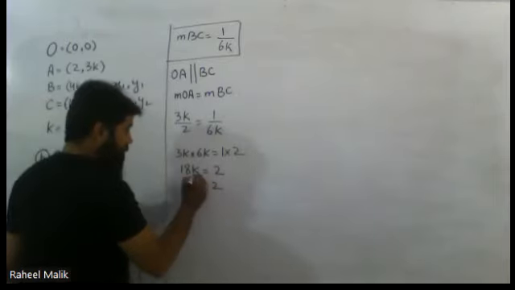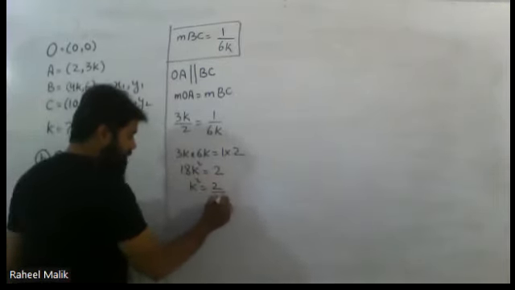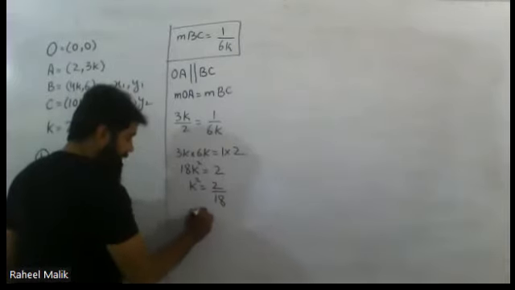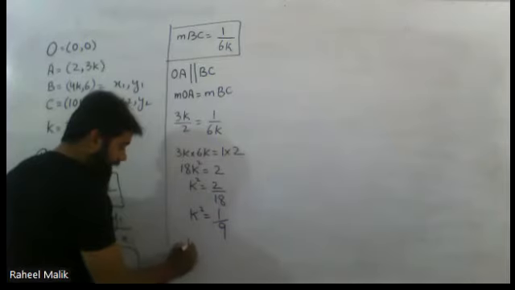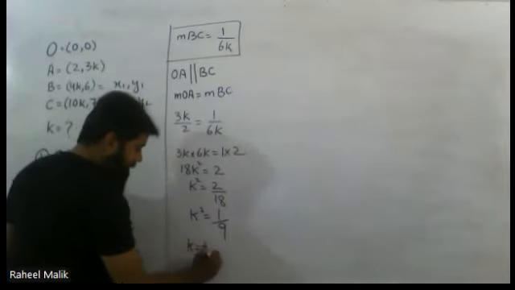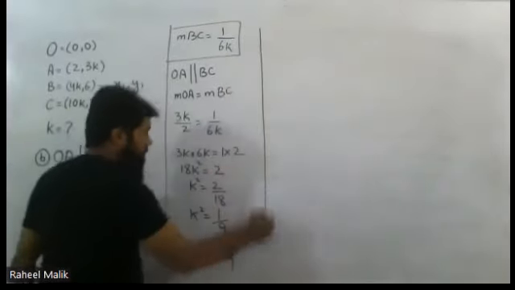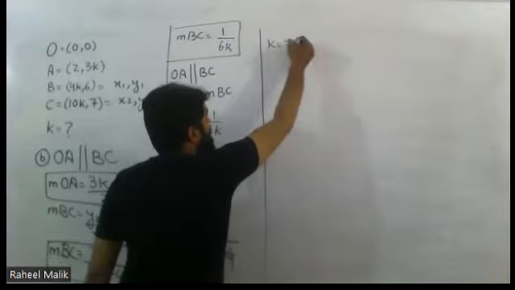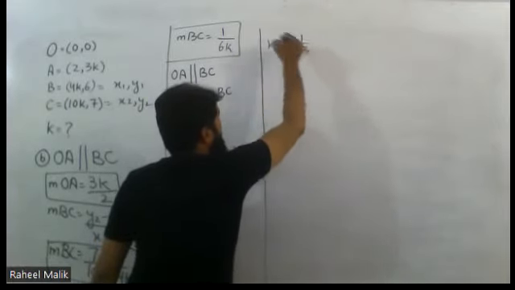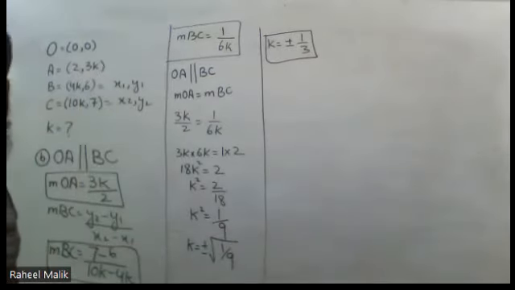K square equals 2 over 18. K square equals 1 over 9. Taking root on both sides, k equals plus minus root of 1 over 9. So when I take the root, the result is coming k equals plus minus 1 over 3, and that will be your final answer, that the value of k is coming plus minus 1 over 3.